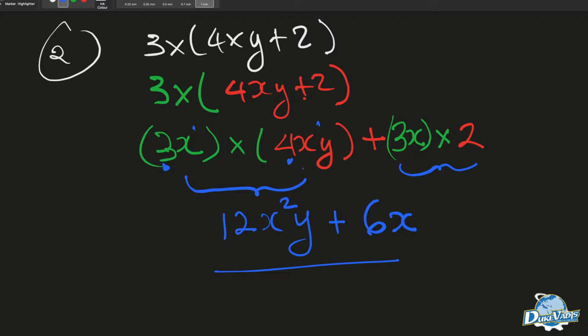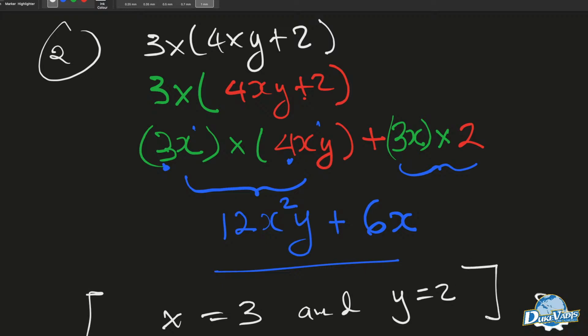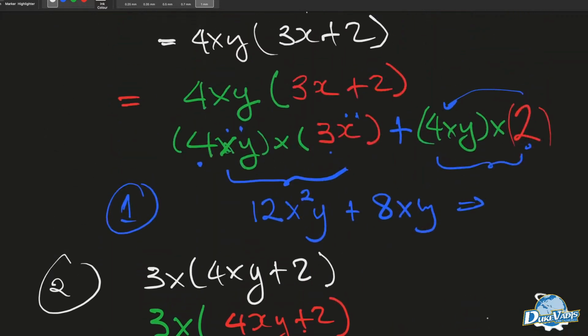So we are substituting x is equal to 3, and y equals 2. So what we are going to do is put these values in the result we have in our first equation, and also the result we have in our second equation. Okay, so now let's go up there and see.